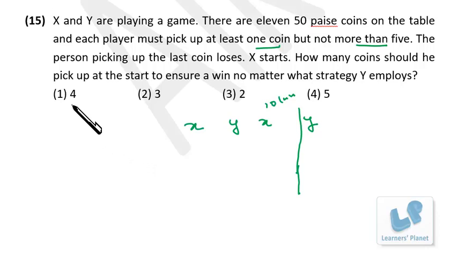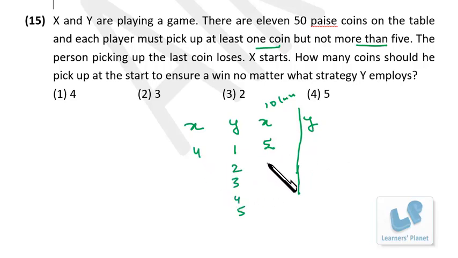Suppose X picks up 4. Now in that case, Y may pick up 1, 2, 3, 4, or 5, right? Any. Now we just have to check whether, if X is picking up 4 and Y picks any of them, X should be left with between 1 to 5. Right, between 1 to 5. Now X 4, Y 1, so X can pick 5. So the total will be 10 and the 11th coin has to be picked up by Y in that case.